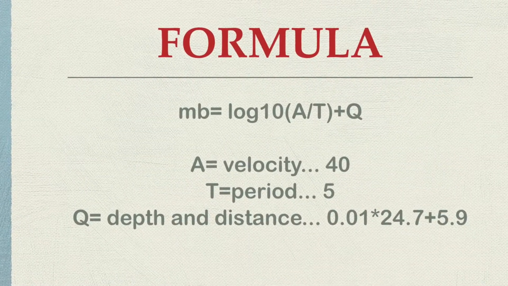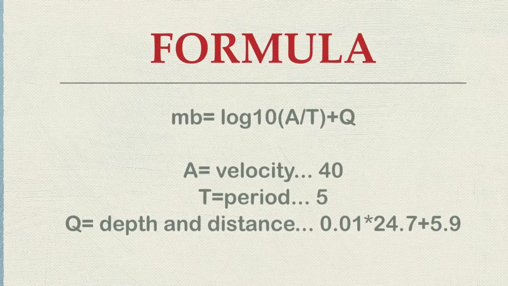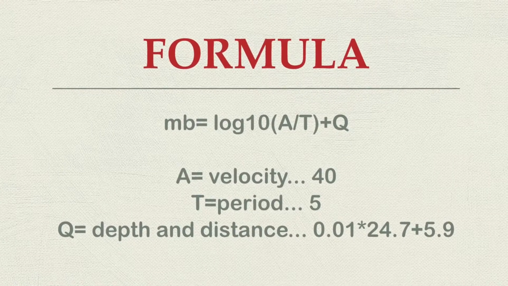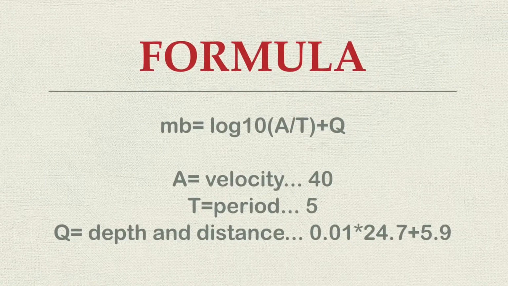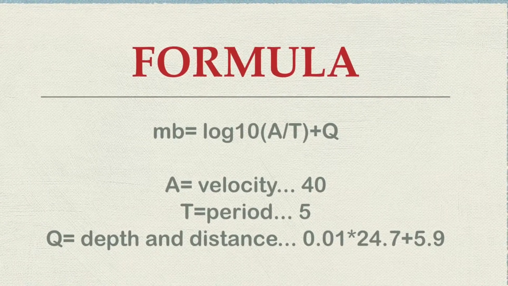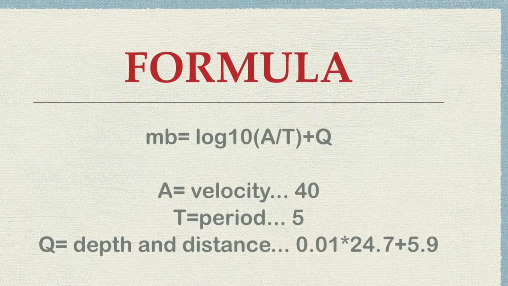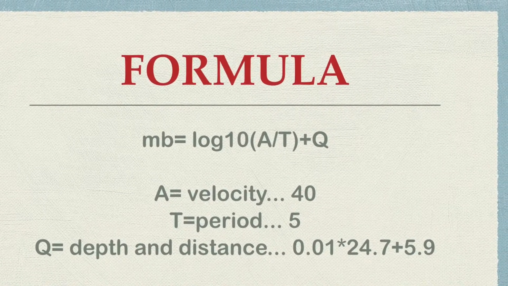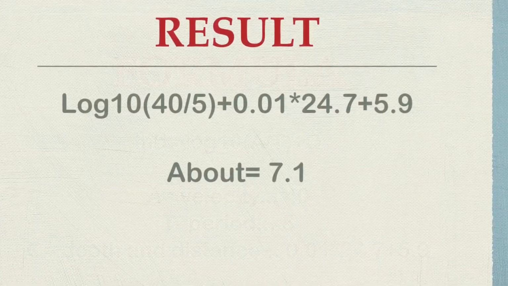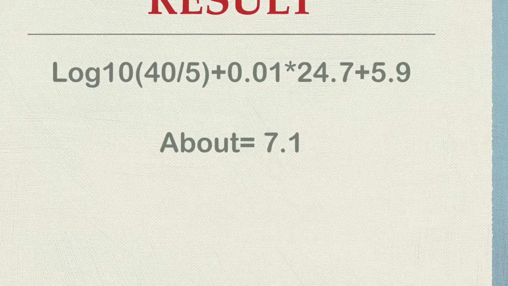So how do we use logarithms? You use it with the formula mb equals logarithm of 10 A over T plus Q. The A equals velocity, which is 40, the T equals the period, which is 5, and the Q means the depth and the distance, which is 0.01 times 24.7 plus 5.9. After plugging in the numbers, that will be the equation we will be solving, and the answer will be about 7.1.